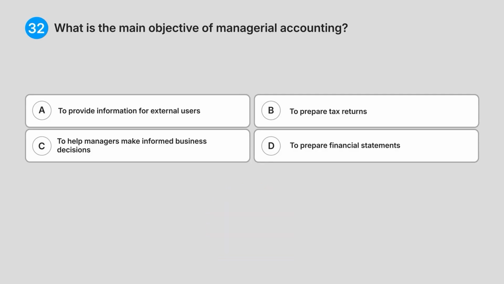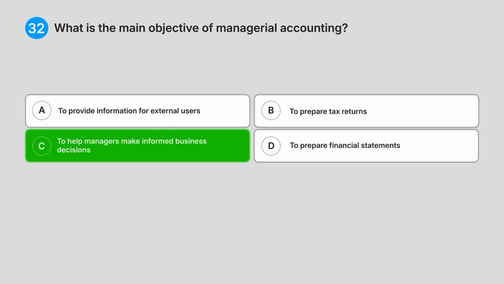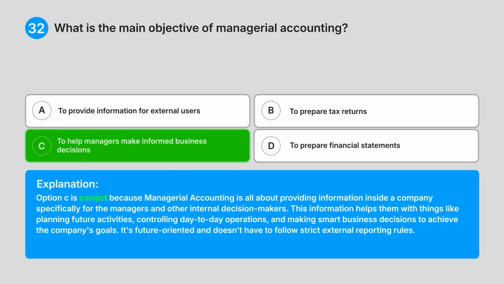Correct answer, C. To help managers make informed business decisions. Explanation. Option C is correct because managerial accounting is all about providing information inside a company, specifically for the managers and other internal decision makers. This information helps them with things like planning future activities, controlling day-to-day operations, and making smart business decisions to achieve the company's goals. It's future-oriented and doesn't have to follow strict external reporting rules.